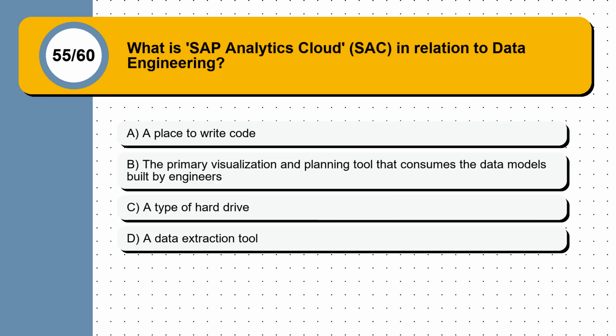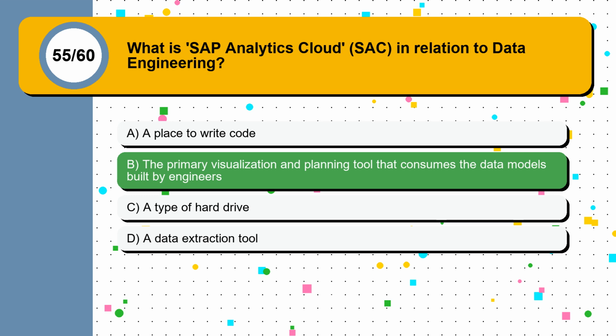Question 55. What is SAP Analytics Cloud, SAC, in relation to data engineering? Option A, a place to write code. Option B, the primary visualization and planning tool that consumes the data models built by engineers. Option C, a type of hard drive. Option D, a data extraction tool.